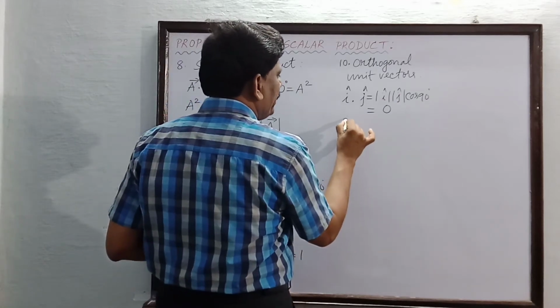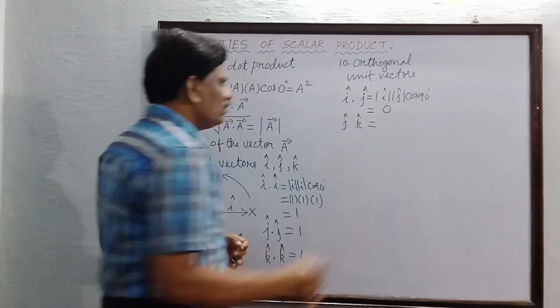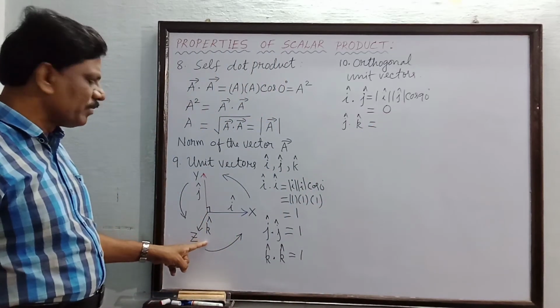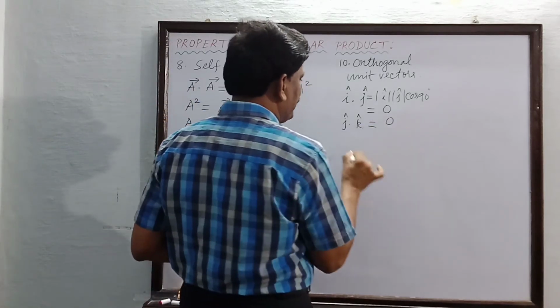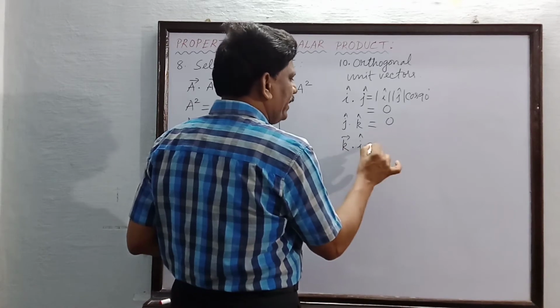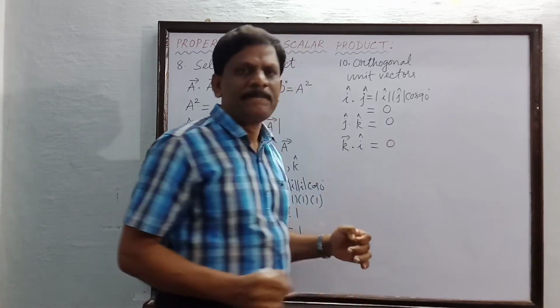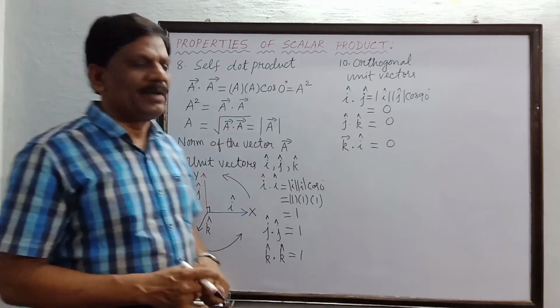Similarly, j dot k. You see here, j and k also are perpendicular to each other. So, the angle between them is 90. That must be equal to 0. Similarly, k dot i or i dot k, in all these cases, the value is 0. So, up to 10 properties are over.